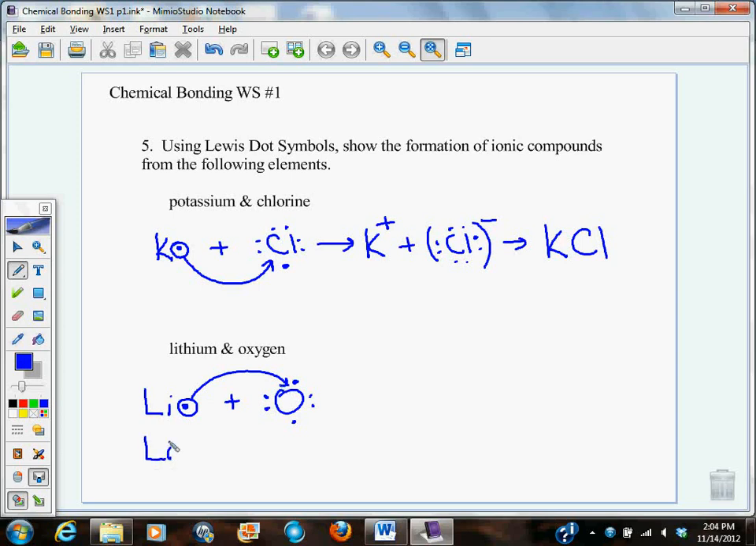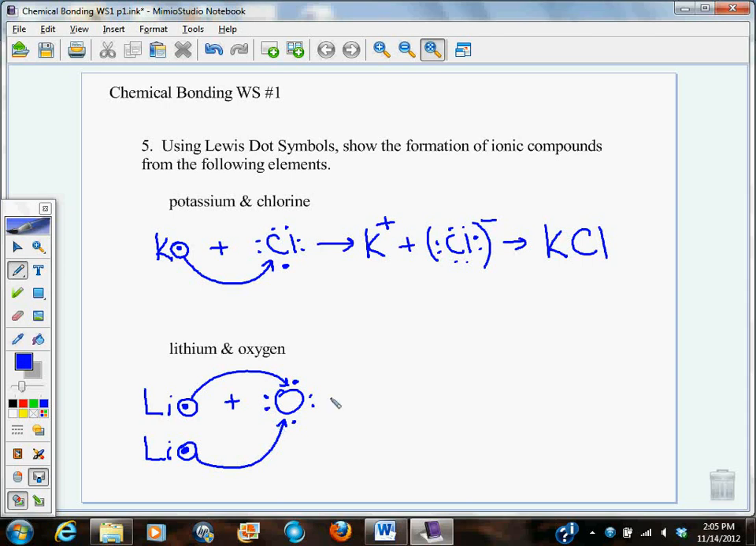So what we're going to need here is another lithium. And that electron will then complete the octet. So now oxygen will have 8. So it takes 2 lithiums, because each of those only has 1 electron to donate in its outer shell, to make the complete octet of oxygen.